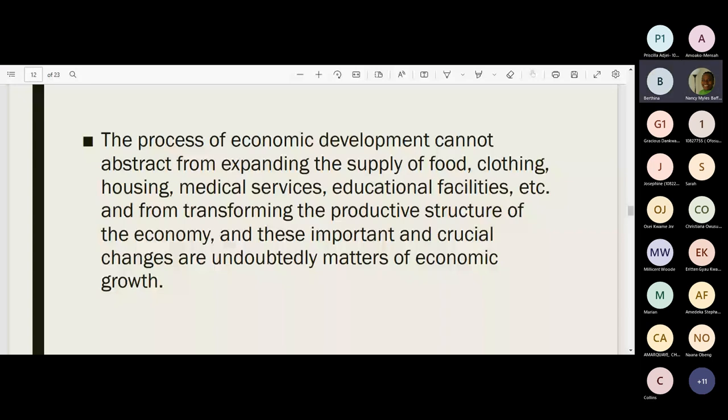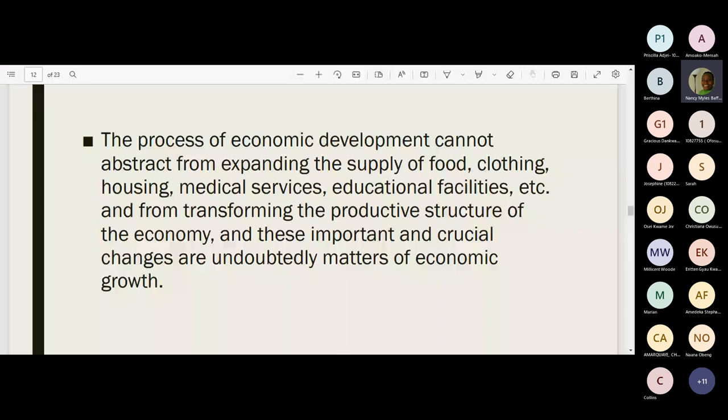Please do. The process of economic development cannot abstract from expanding the supply of food, clothing, housing, medical services, educational facilities, etc., and from transforming the productive structure of the economy. And these important and crucial changes are undoubtedly matters of economic growth. Excellent. They are undoubtedly matters of economic growth. Look at that. See the connection?